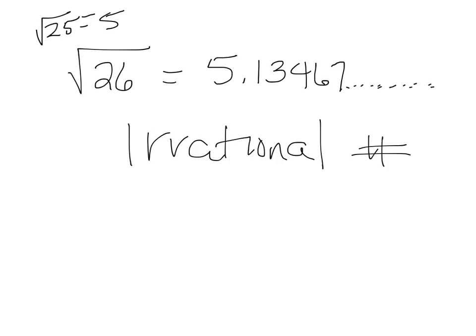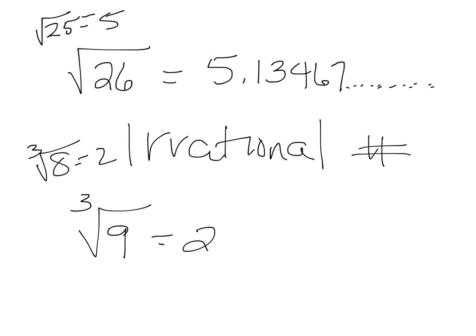All right? If I try to take the cube root of 9, well, I know that the cube root of 8 is 2. So this must be 2.3147, and so on, forever on and on, never repeating, never ending. That is irrational, all right?